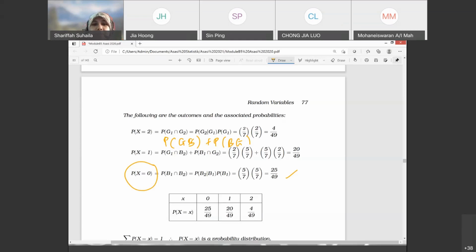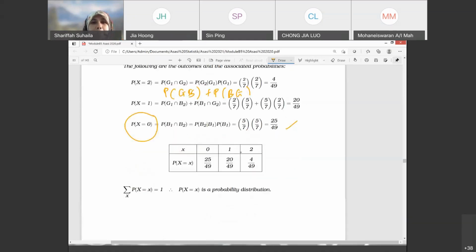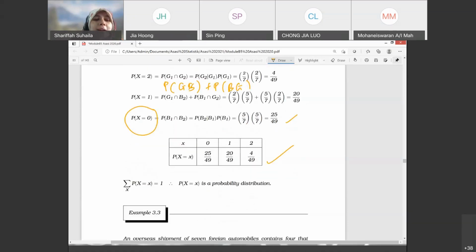Okay, so present it in terms of your table. Again, check that all probabilities are greater than or equal to 0, and then the summation of your probabilities equals 1. So then it satisfies as a discrete probability function.